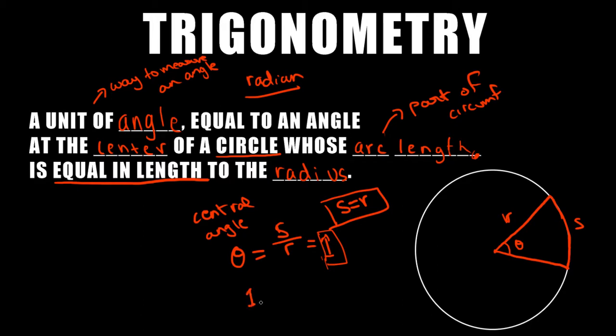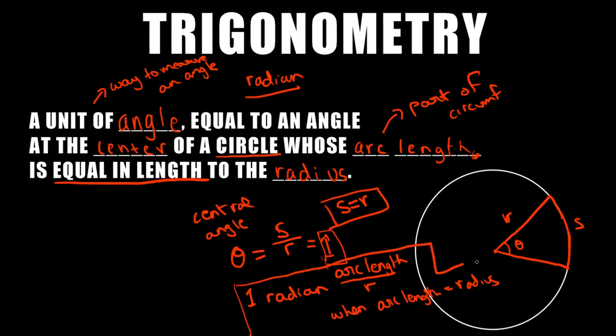So 1 radian is arc length over radius when arc length equals radius. So that's basically the definition of a radian in simple terms. Okay, that's 1 radian.